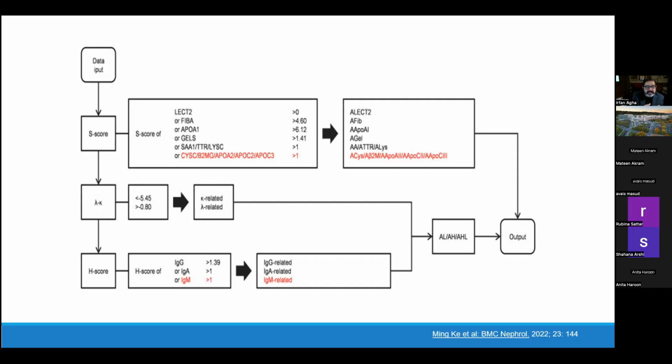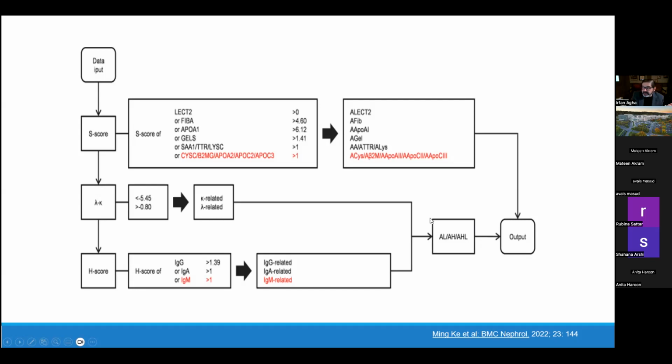And so they put in the data, look at the spectrometric analysis, and try to adjudicate whether these are some of the kappa lambda type proteins, antibody related proteins, or other proteins. And then they look at the spectrometric analysis and spit out a report. So they look at the S score, see if they can adjudicate it to LET2 or FibA or ApoA1, or if it's going to go to kappa or lambda or heavy chains.